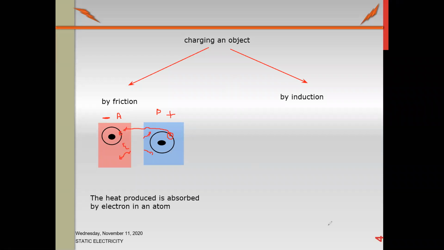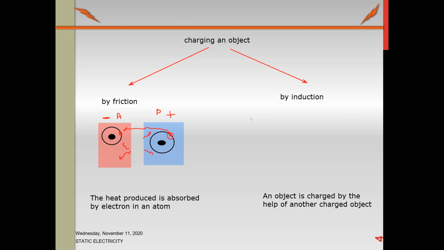The second method is called charging by induction. What does it mean? In induction, an object is charged by the help of another charged object. So when an object is charged by the help of another charged object, we call that induction. So what happens?